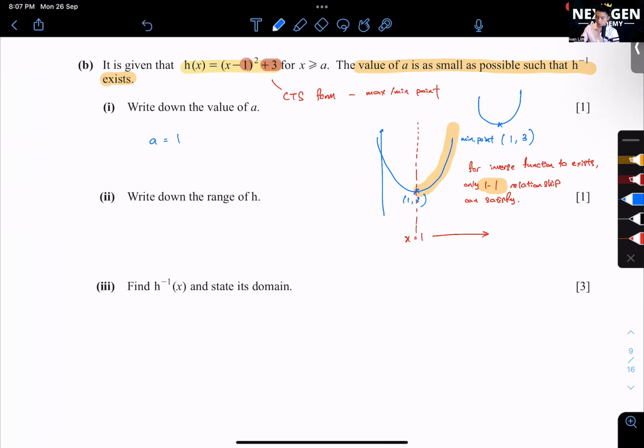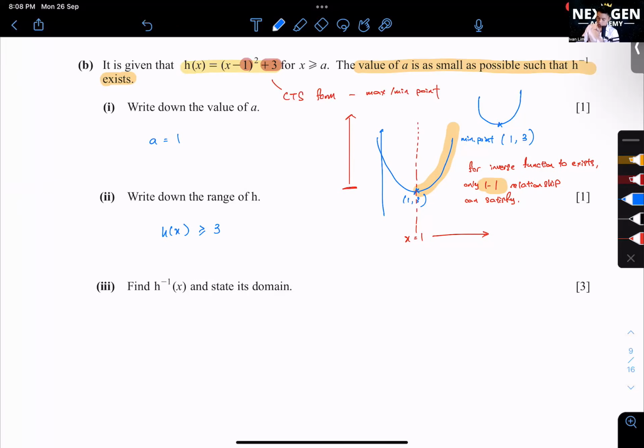Question 2, write down the range of H. When we refer to range, it means your smallest y to your biggest y. Your lowest point is 3, then it increases until positive infinity. Therefore, H(x) will be more than or equals to 3.